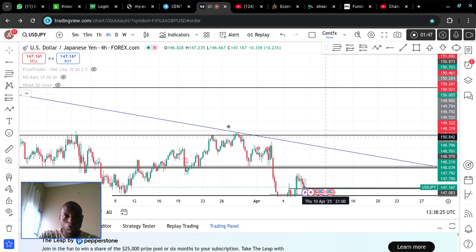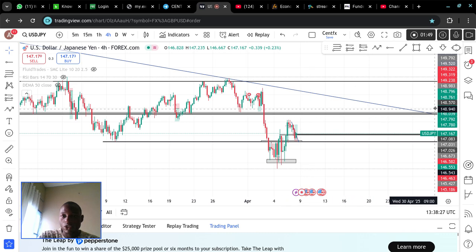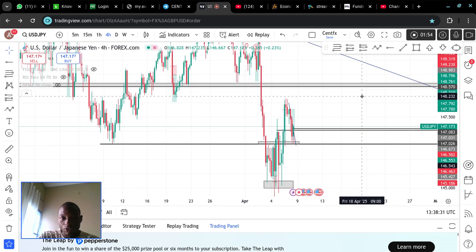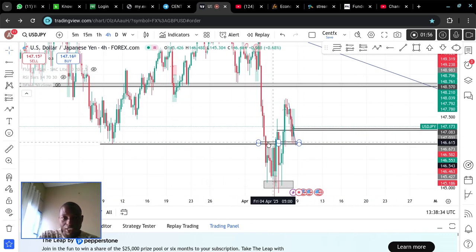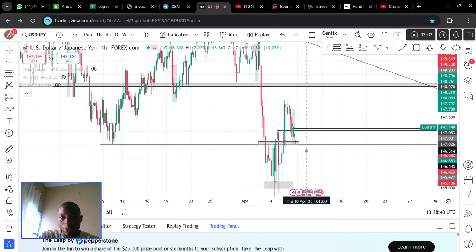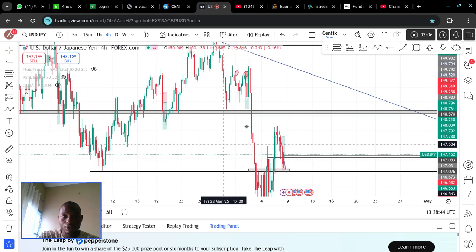Now, this is on 4 hour time frame. So when you go on 4 hour time frame, you can see it clearly. You discover that there was a resistance here that turns to support. The market broke it, went up, came back, retested it, now it's going up. Now let's go on 1 hour time frame.